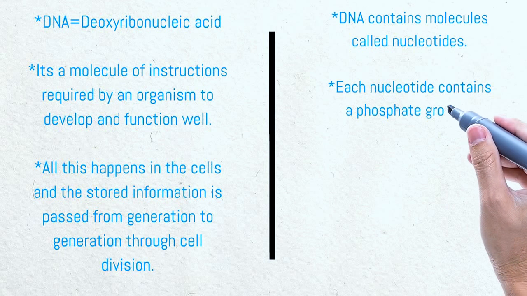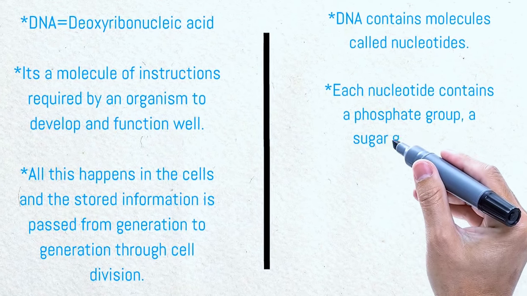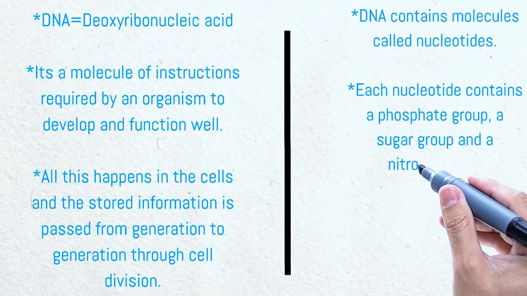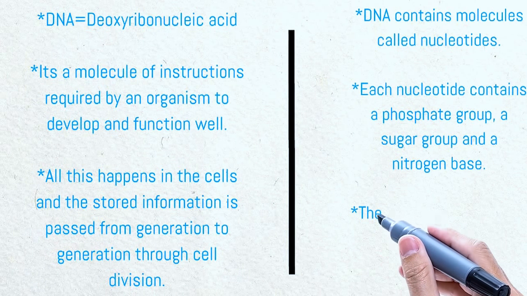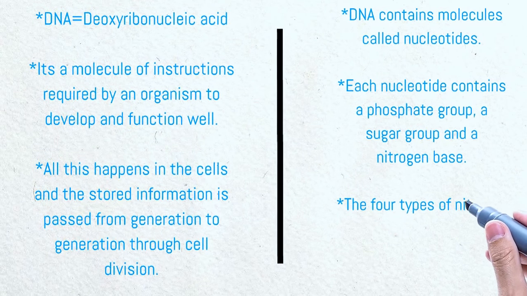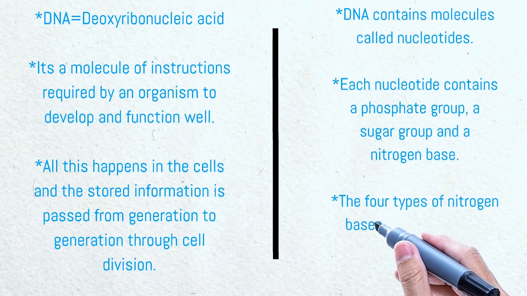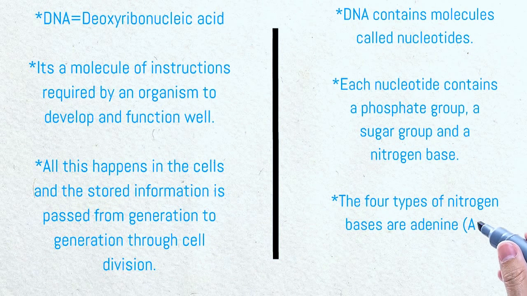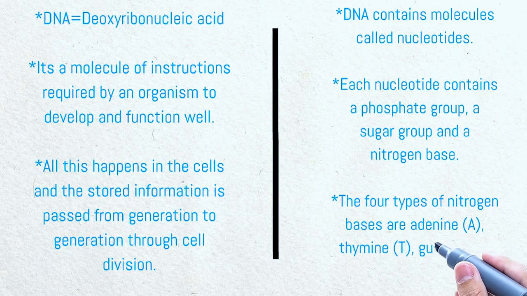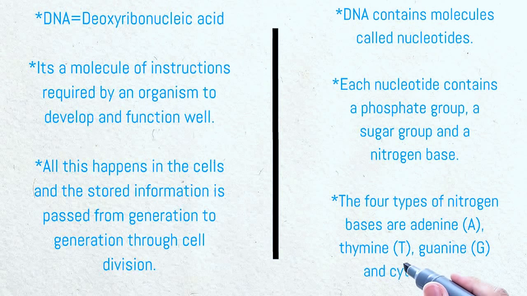DNA contains molecules called nucleotides. Each nucleotide contains a phosphate group, a sugar group, and a nitrogen base. The four types of nitrogen bases are adenine, thymine, guanine, and cytosine. These are abbreviated as ATGC.